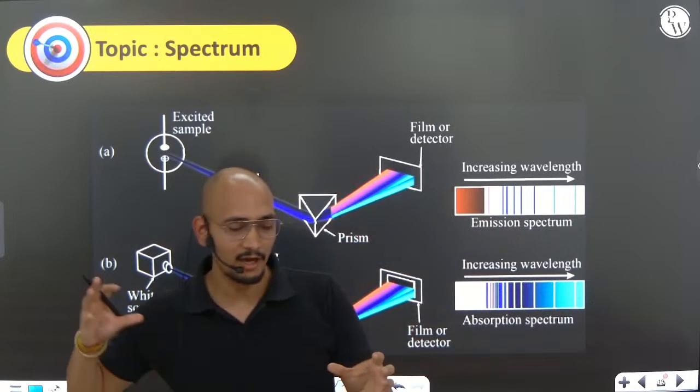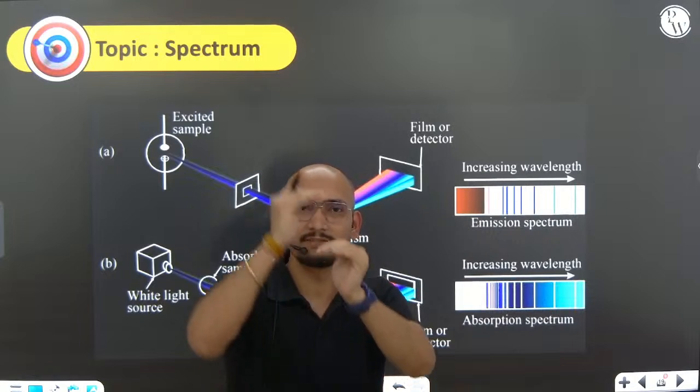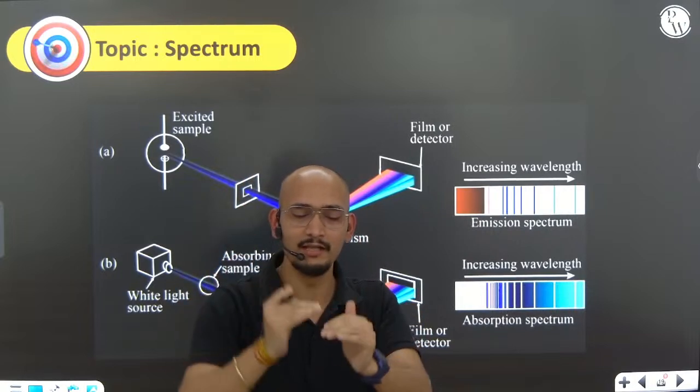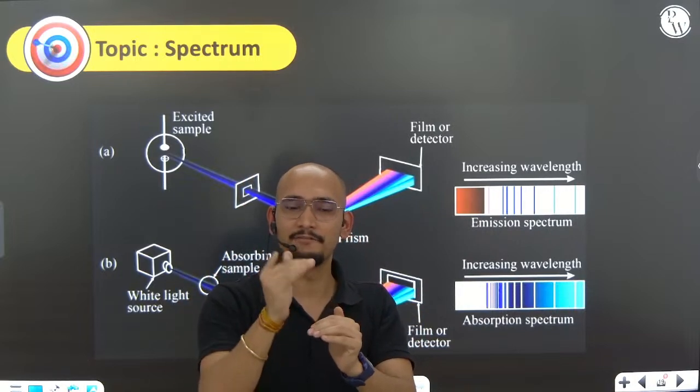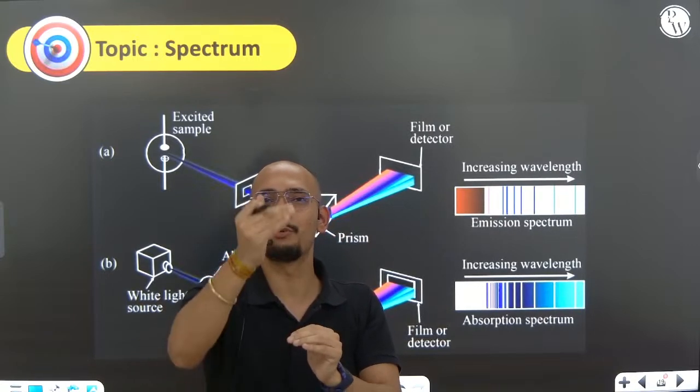Let's say there is a white light and we are passing it through a gas. The gas has different energy levels according to Bohr's model. Whatever the energy level difference is, it will absorb that energy. Once that energy is absorbed, it will go to a higher energy level.